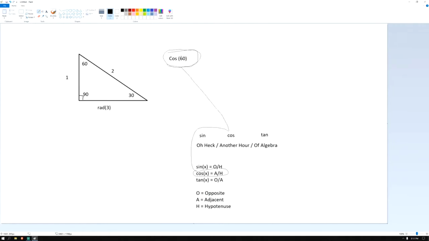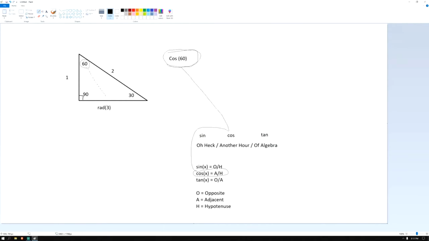So we have to find 60. Which one of these is 60? Okay, this is it. Now let's label these. This is 60. What is opposite of 60? You take it and go beep, beep, beep. That's opposite. You shoot a bullet. Opposite of 90 would be here. Opposite of 30 would be here. So radical 3 would be our opposite.